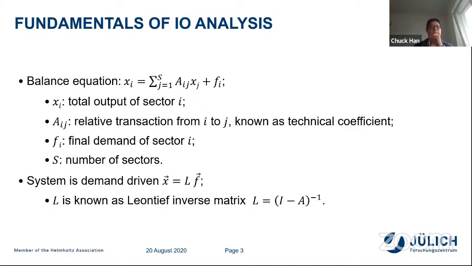So this means the output of any given sector has to go to either one of the other sectors or to the final market. We can rewrite this into a linear algebraic form, where x is equal to L times f, where L is known as the Leontief inverse, which is just the inverse of the identity matrix minus the technical coefficient matrix.